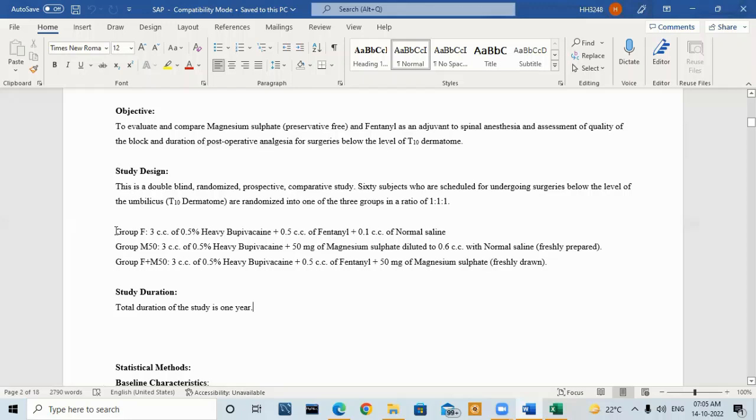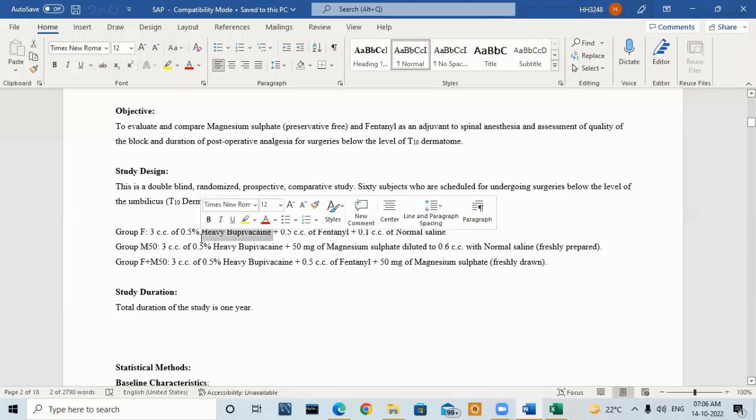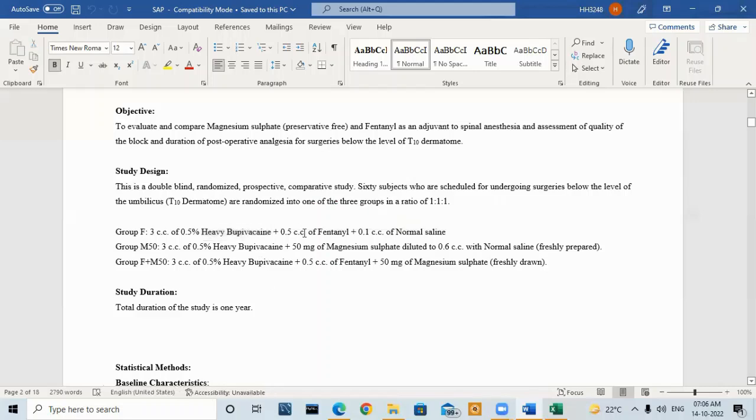There are 3 groups here. It is a double-blinded study. Of these 3 groups, one is group F, which is getting bupivacaine, fentanyl and normal saline. Bupivacaine is the main spinal anesthesia medication. Along with the bupivacaine, the extra drug received is fentanyl. Understood? That's why we mention group F. F represents fentanyl, the name of the drug.